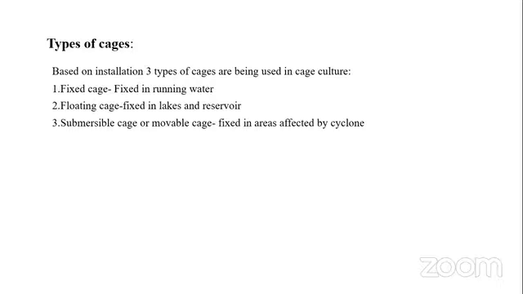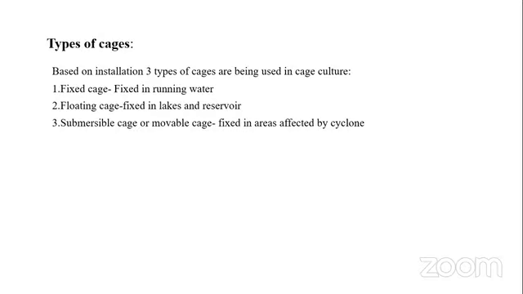Now, the types of cage, as I've already told in my previous slide, there are three types of cage: fixed cage, fixed in running water, where bamboos are used and a mesh net. One hapa is used and it is fixed in the water body. It is tied to the bamboos. The bamboos are just fixed in the water body. Then floating cage, fixed in lake and reservoir, where they float. Then submersible cage or movable cage. Nowadays, more floating cages are in practice.